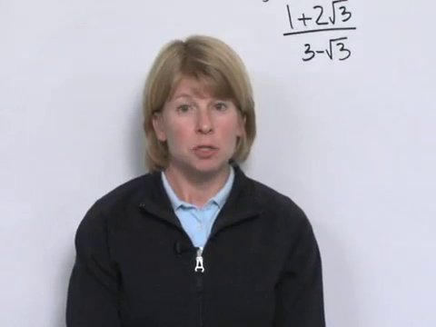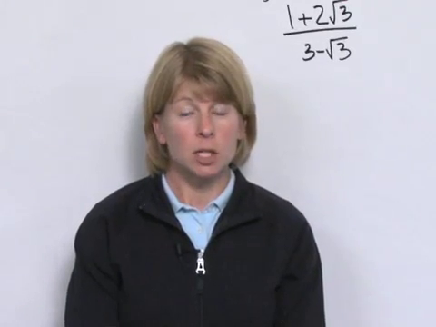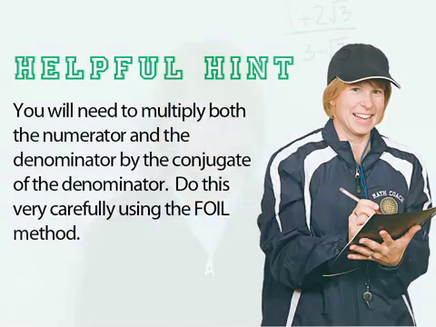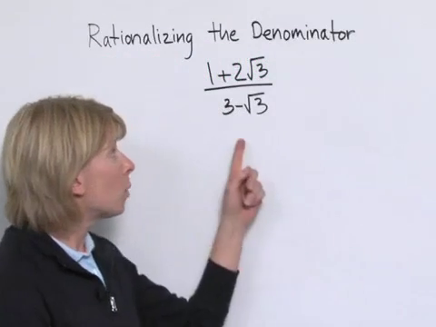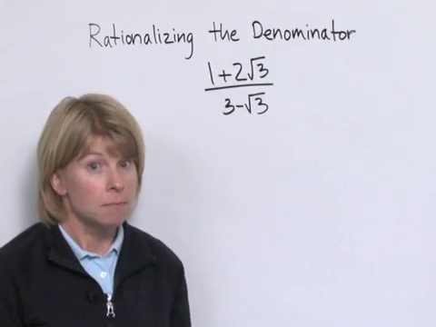In this problem, we'll see how to rationalize a denominator. Let's look at our helpful hint. You will need to multiply both the numerator and the denominator by the conjugate of the denominator. Do this very carefully using the FOIL method. Here's our expression where we want to rationalize the denominator.